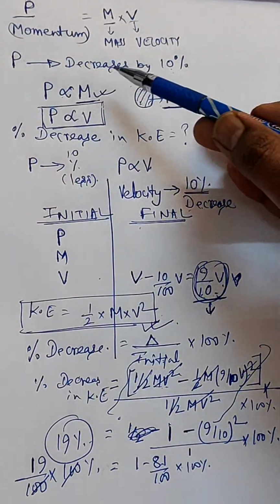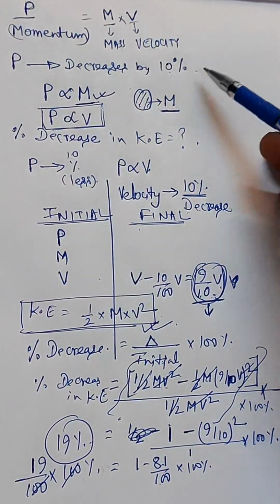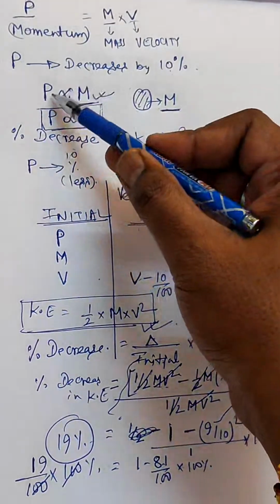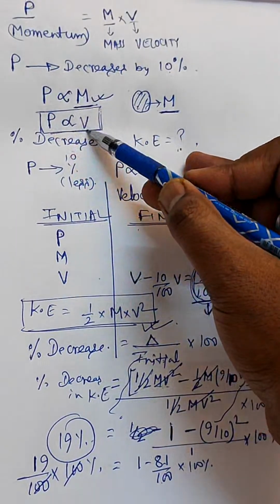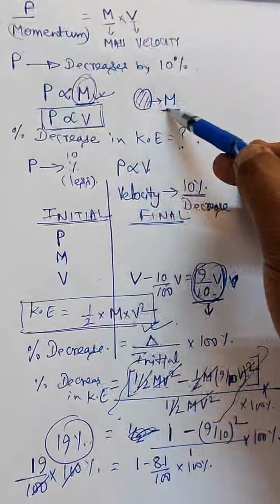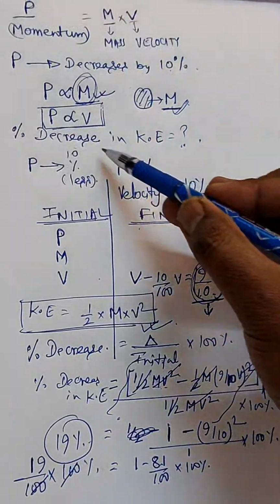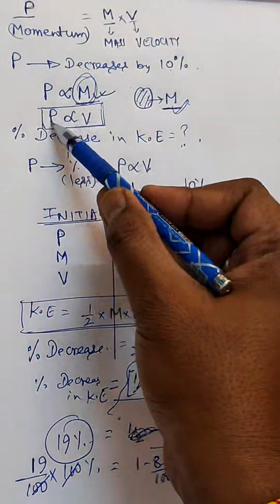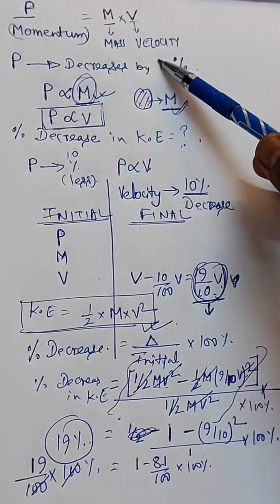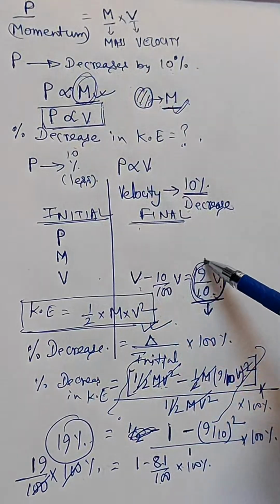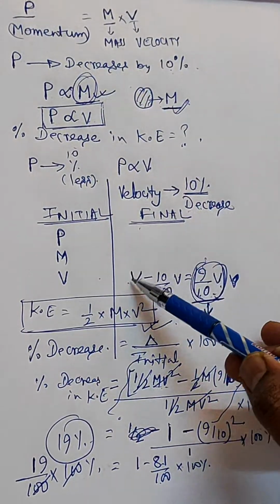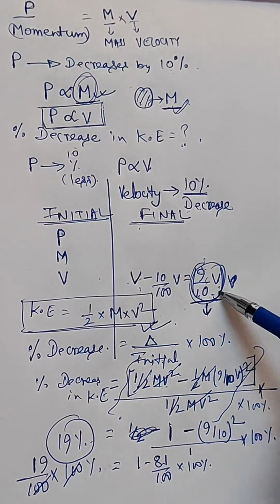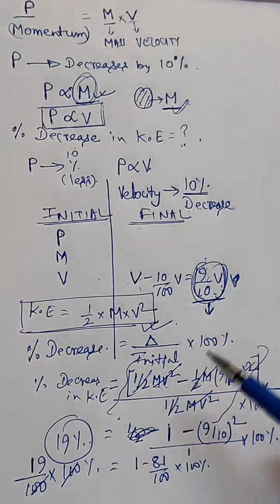Here, the momentum decreases by 10%. We need to find the percentage decrease in kinetic energy. Since momentum is directly proportional to velocity and mass, but mass is constant, right? So that's why velocity is directly proportional to momentum. Here P is the momentum. Since P decreases by 10%, then V also decreases by 10%, right? If V decreases by 10%, the new velocity will be 9 by 10 times the initial velocity, right?